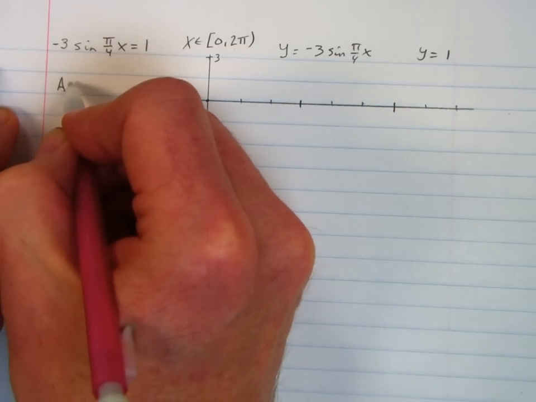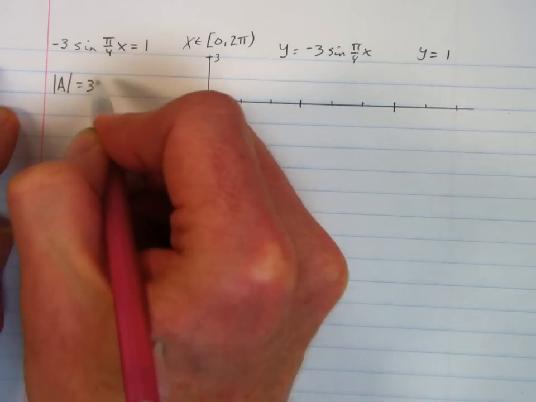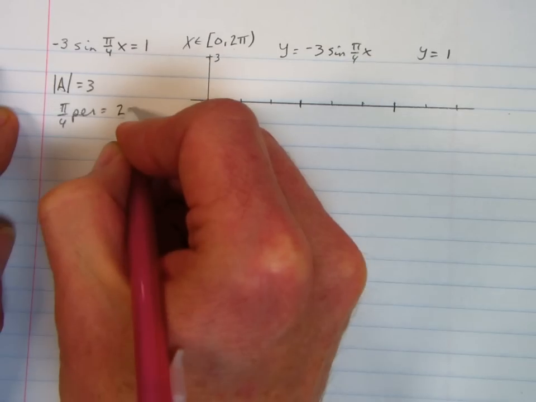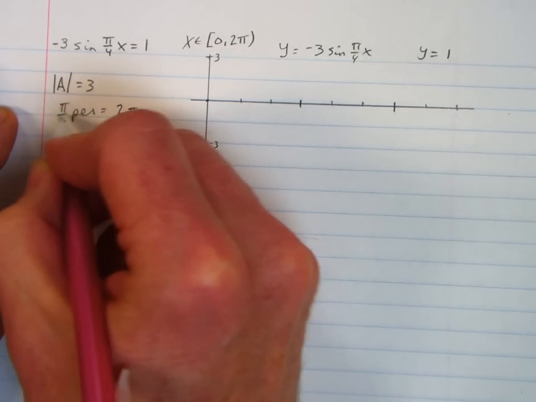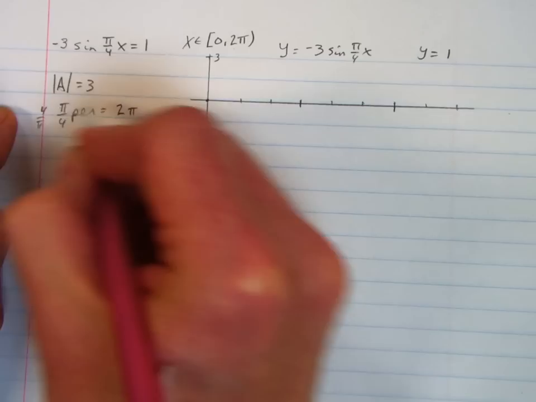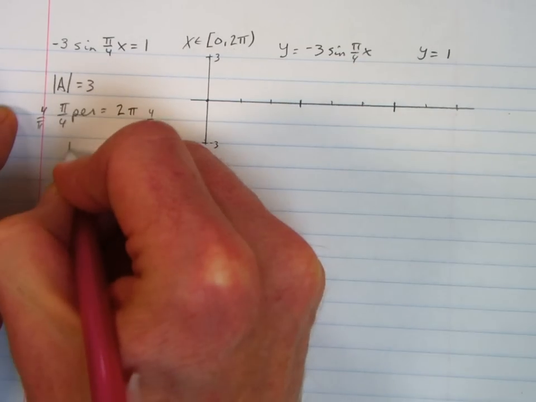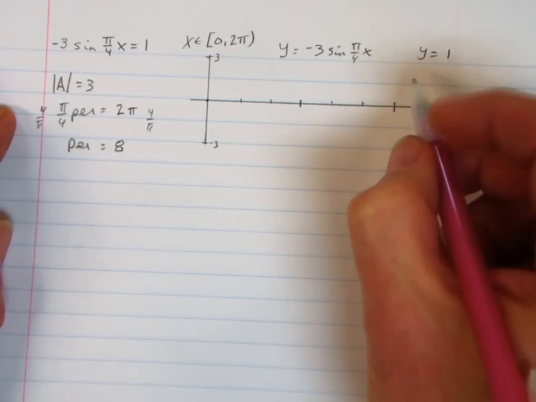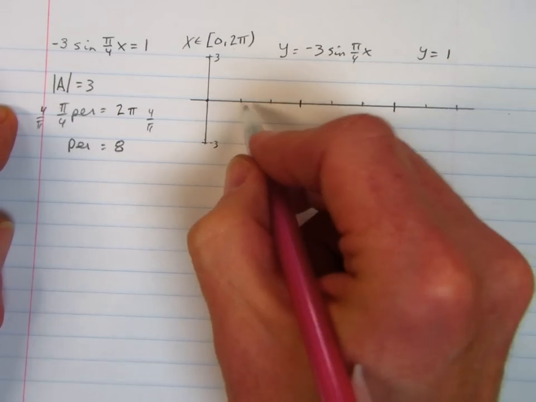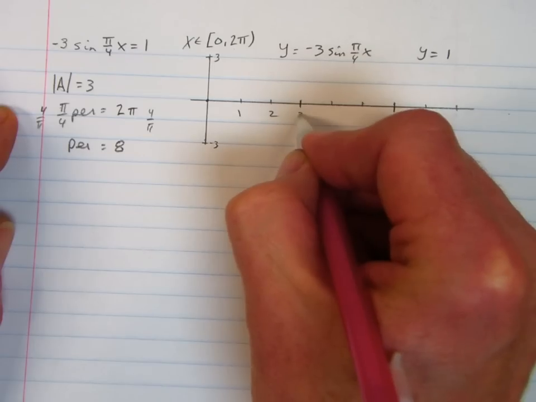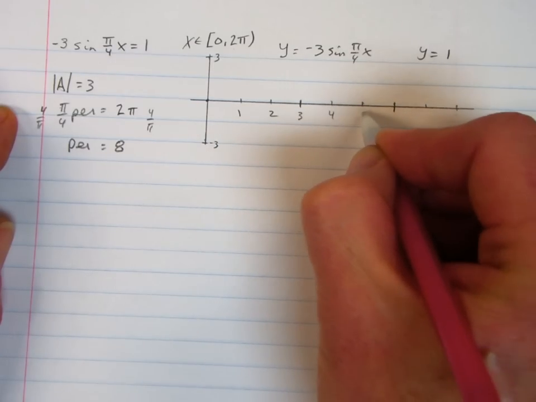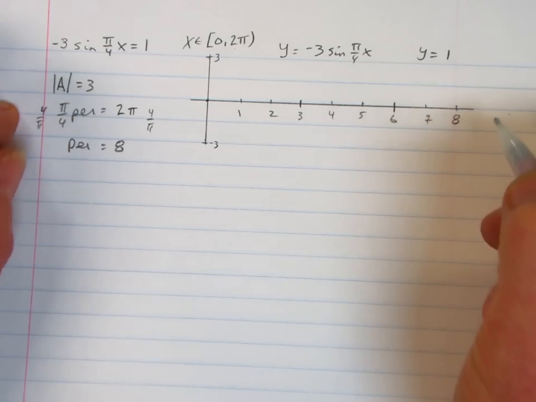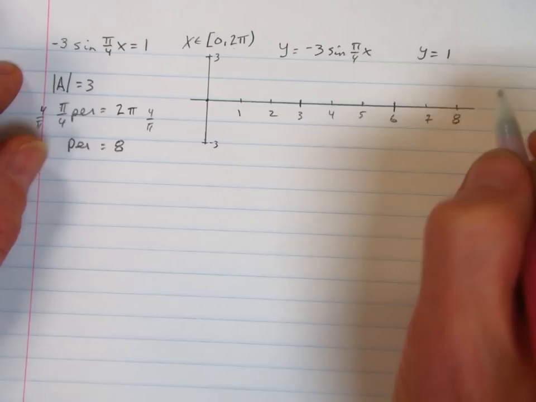We know our amplitude is 3. We know pi over 4 times the period equals 2 pi. So when we multiply both sides by 4 over pi, we'll get the period is 8. So that means what we're going to do is finish up. We can count 1, 2, 3, 4, 5, 6, 7, 8. I already had these pre-labeled.